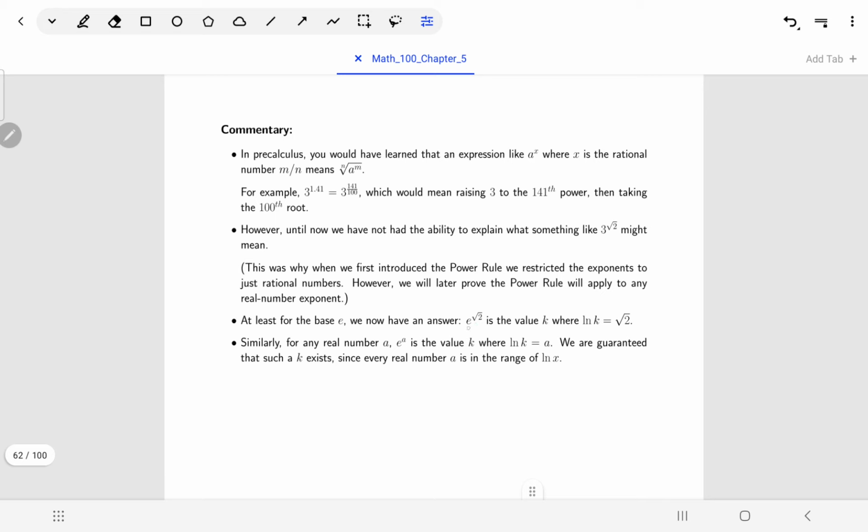Specifically, since e and natural log are inverses, then whatever e to the square root of 2 is as a value, that's the number k where natural log of k is square root of 2. And we know that natural log of a is square root of 2 somewhere because square root of 2 is in the range of natural log. So at some point, natural log will be equal to square root of 2. And so wherever that point is, that is e to the square root of 2.